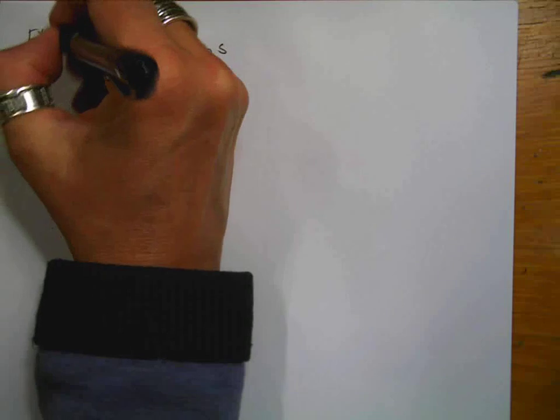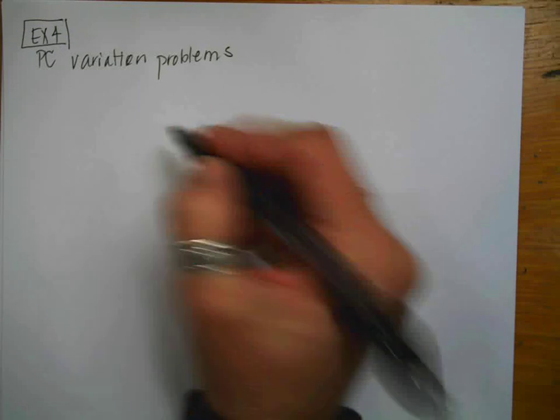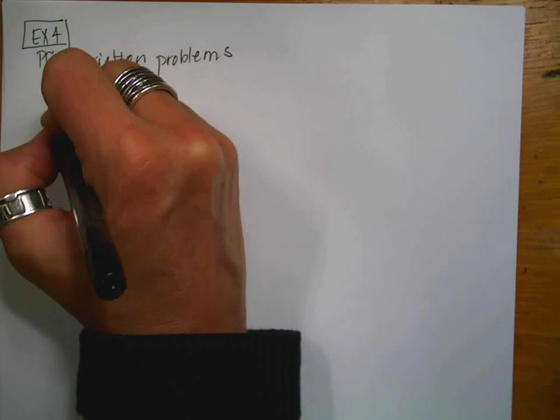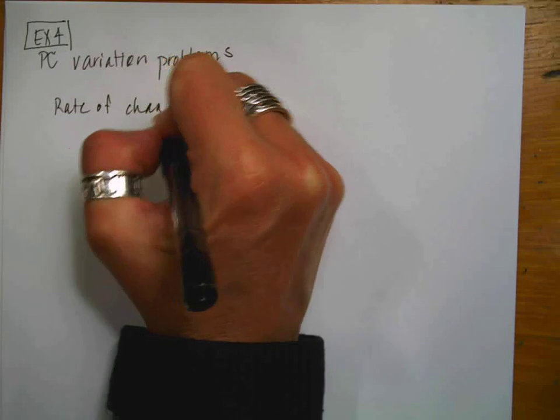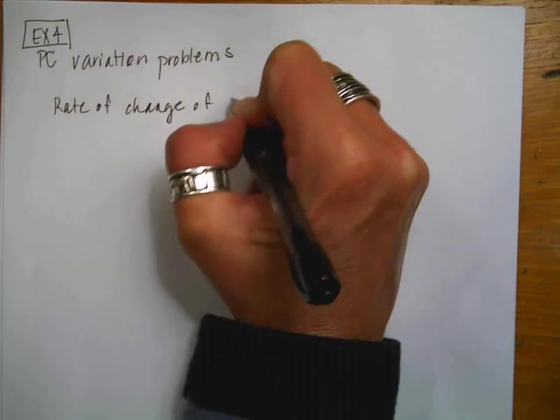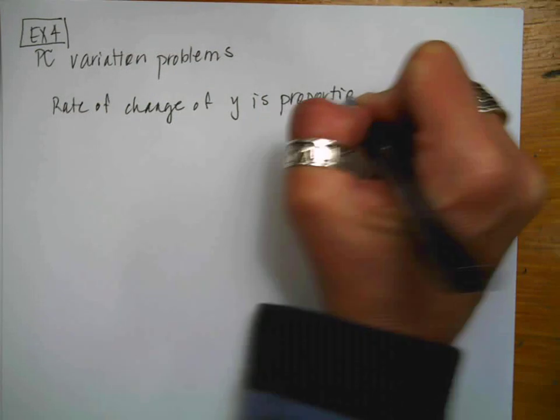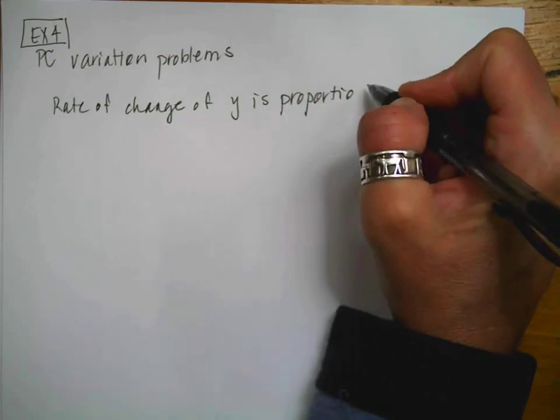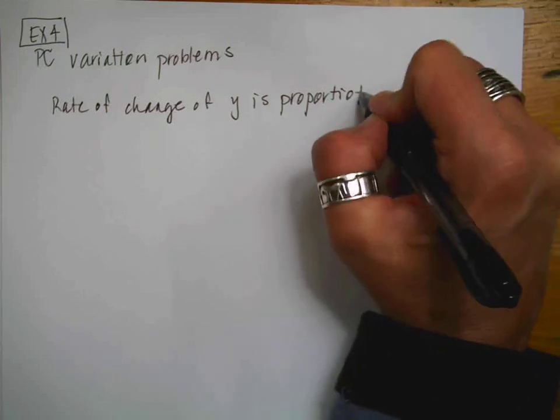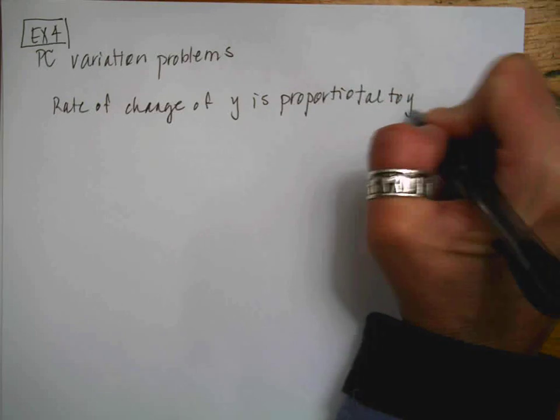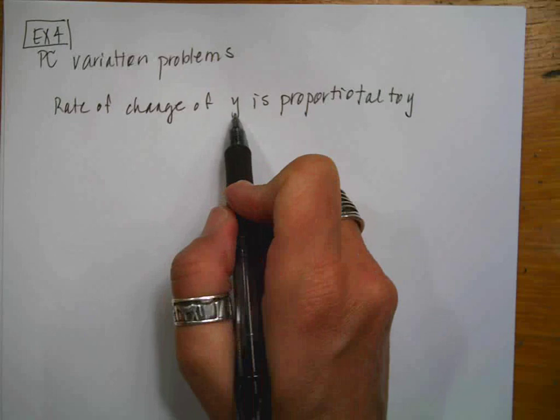And I'm just going to do, this will technically be our fourth example, but I'm going to use it to teach some content as well. So if you have words that say the rate of change of y is proportional to y. It looks weird, but I'll explain this in just a moment.